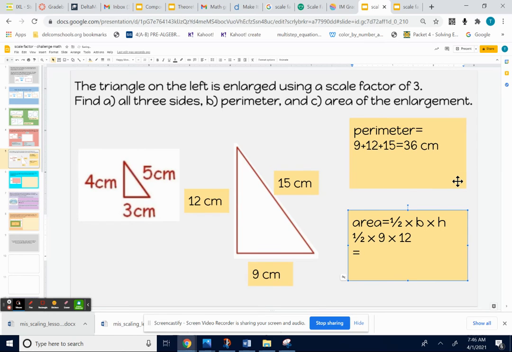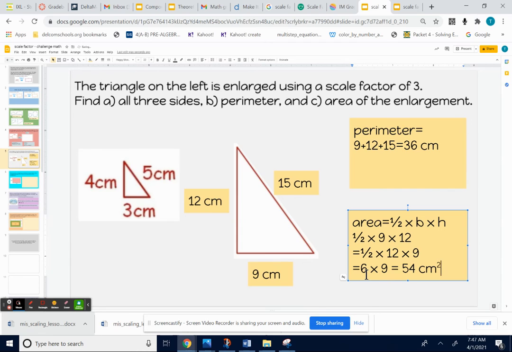I'm going to try to do this without a calculator, and I think it's going to be easier to rearrange the 3 numbers that I'm multiplying together, because I know that 1/2 times 12 is the same as 1/2 of 12. Okay, and 1/2 of 12 is 6. So I can just take 6 times 9, which is 54.